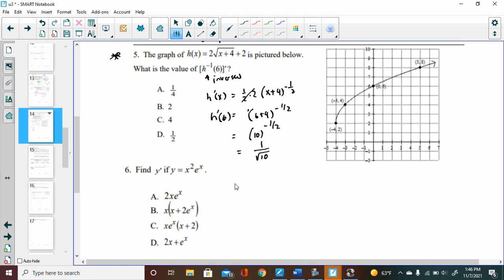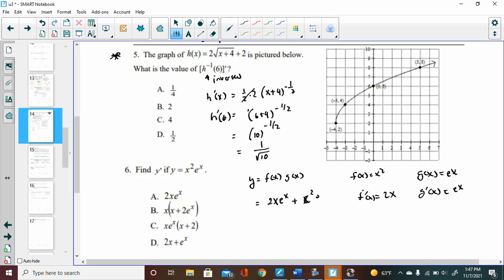Okay, next number, and it's rather long too, and I don't want to take all day. Last number, find the derivative. So y equals f of x times g of x. Obviously, f of x is x squared. This is a product rule. G of x is e to the x. F prime of x is 2x. G prime of x is e to the x. So if I did this math here, I would have 2x times e to the x plus x squared e to the x.